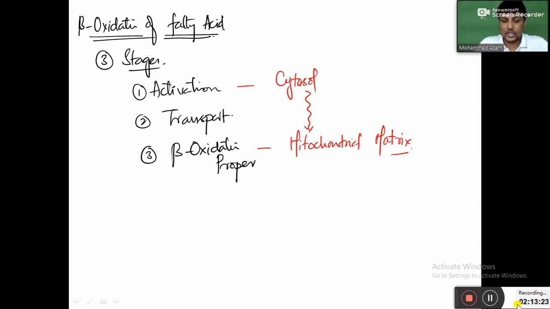So my dear friends, remember, beta oxidation of fatty acid will take place in how many steps? It will be taking place in 3 steps. Number 1, activation, number 2, transport, and the third one will be beta oxidation proper. And where does beta oxidation proper take place? It will be taking place in mitochondrial matrix. Is it okay? And now let us learn all the 3 steps one by one.